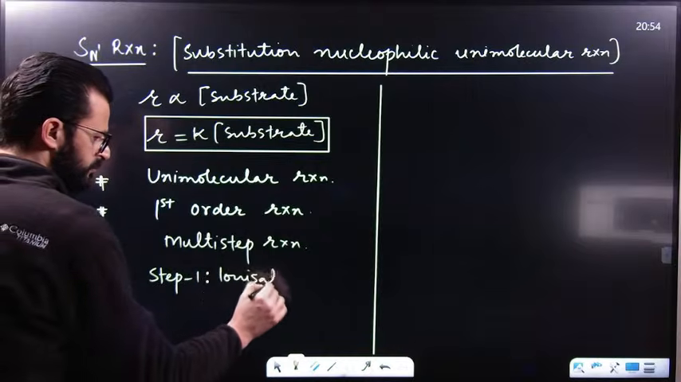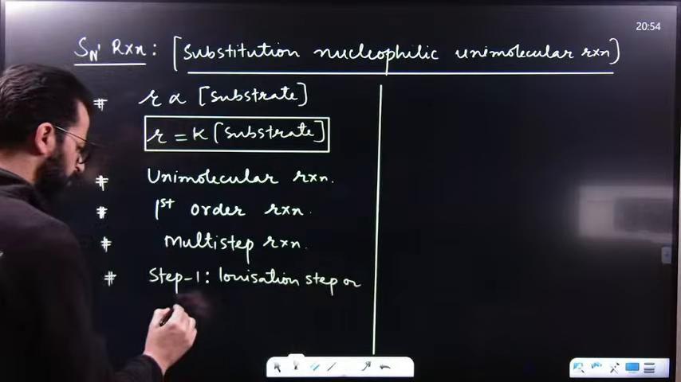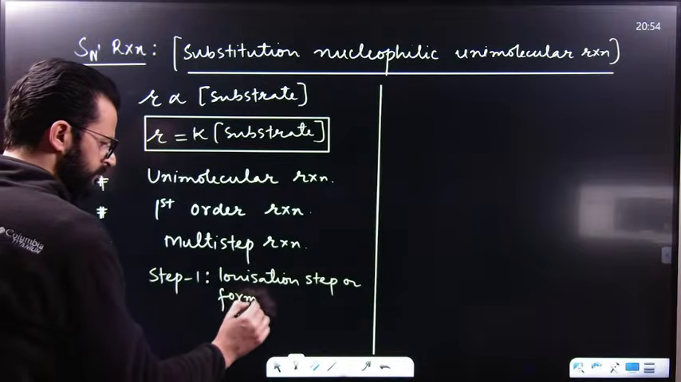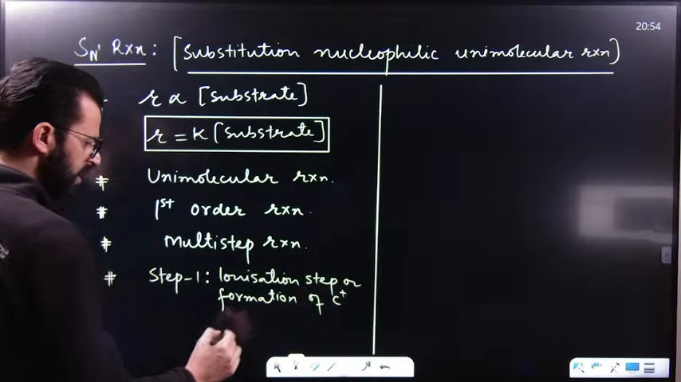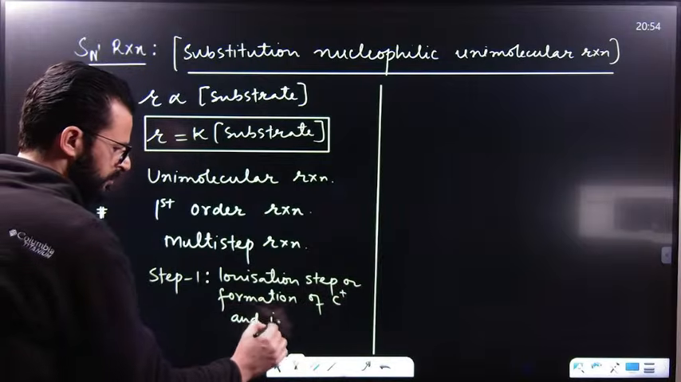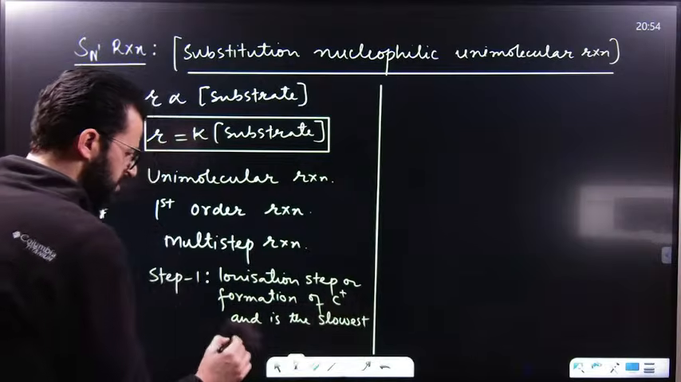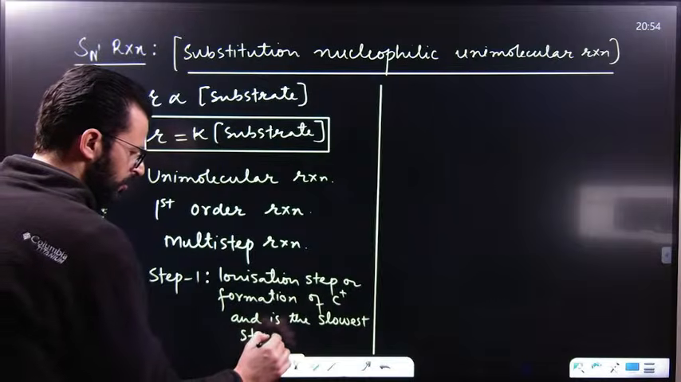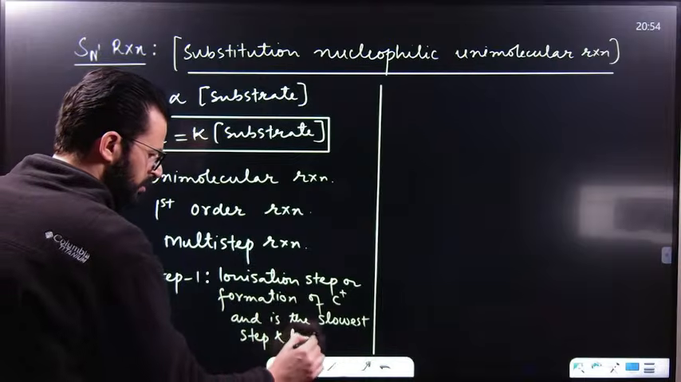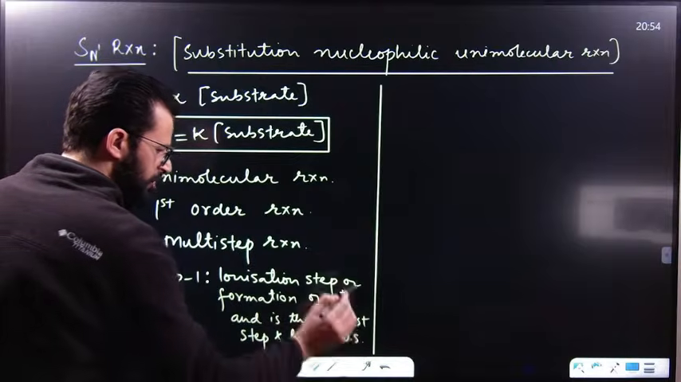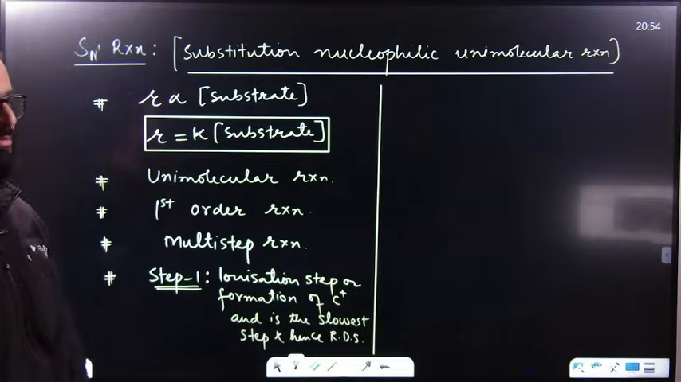the ionization step, or formation of carbocation, and it is the slowest step of the reaction. It's the slowest step, and hence it is the rate determining step, RDS, of the reaction.